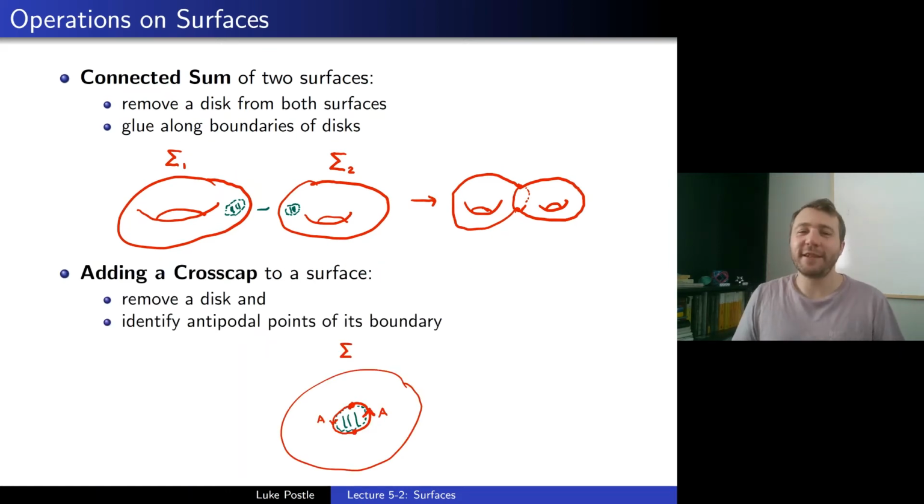Here's a fun one: adding a crosscap to a surface. This is a different way to think of how you make the projective plane from the sphere, but it works more generally. You remove a disk, deleting the interior of the disk, and now the points on the boundary have only half neighborhoods, but then we identify the antipodal points of the boundary. The result will, again, be a surface. This is called adding a crosscap to a surface. And you can do this in any surface: a torus, a Klein bottle, a double torus, etc. So adding a crosscap will get you a new surface.